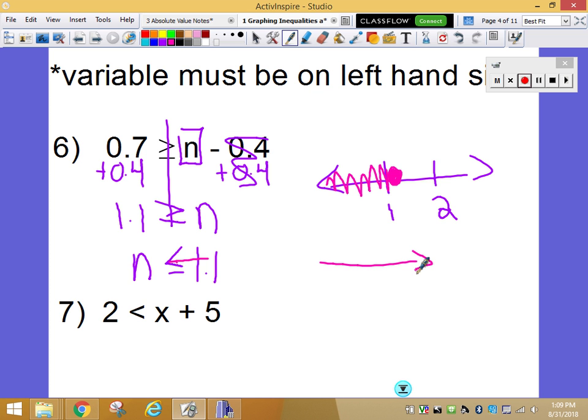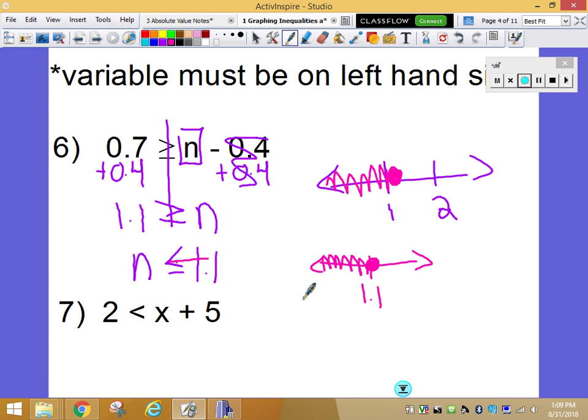I am also fine with you just doing 1.1. It's a closed circle, shaded to the left. But I want you to see that both ways are correct. Okay, if you just want to show me it's at 1.1, I'm fine with that. If you want to show me that 1.1 is in between 1 and 2, I'm fine with that.